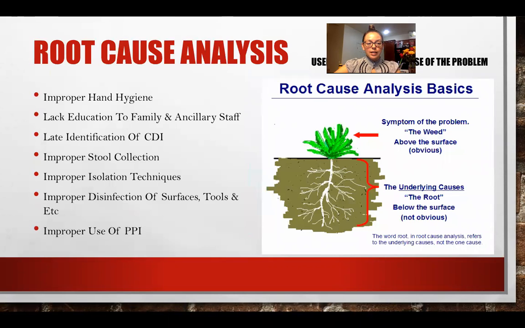So for root cause analysis, hand hygiene. I identified hand hygiene as an issue. Lack of education to family and ancillary staff, mainly about PPE, like the use of gloves, the use of gowns, and proper hand hygiene. Late identification of C. diff infections, improper stool collection, like I mentioned, improper isolation techniques.